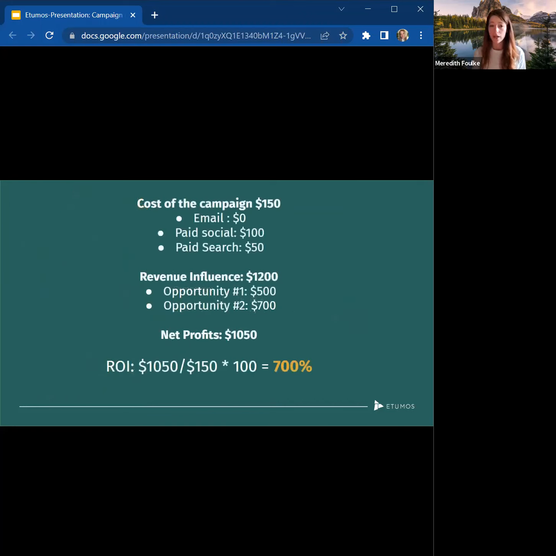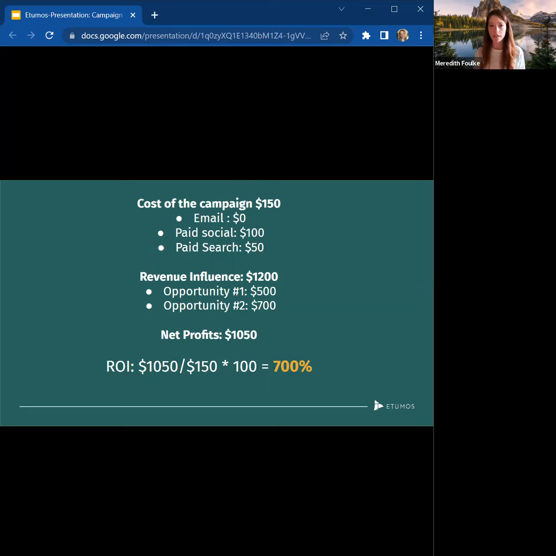So the cost of your campaign was $150, summing the total cost of each of your programs, the email, your social, and your search program. Because there are 2 contacts that attended the webinar that were on the opportunities, you can say that your campaign influenced $1,200 in revenue. So that makes your net profits $1,050. In order to get the ROI for this, you would take that net profit, divide it by the cost, and multiply it by 100 to get an ROI of 700%.